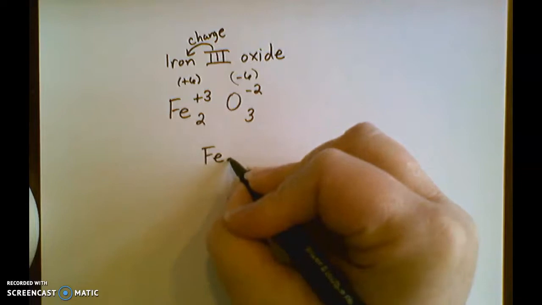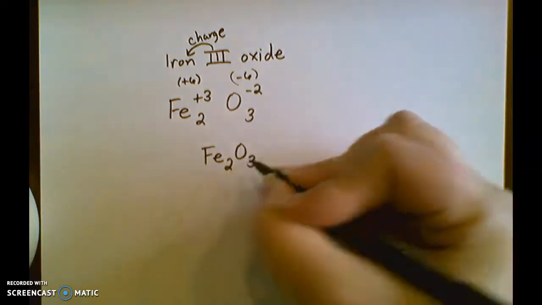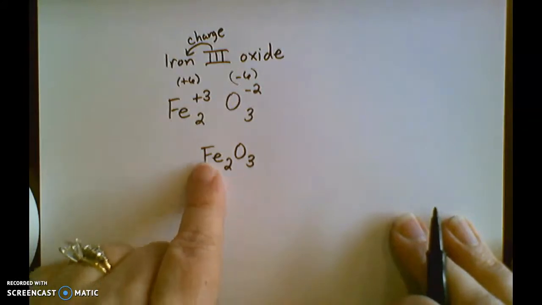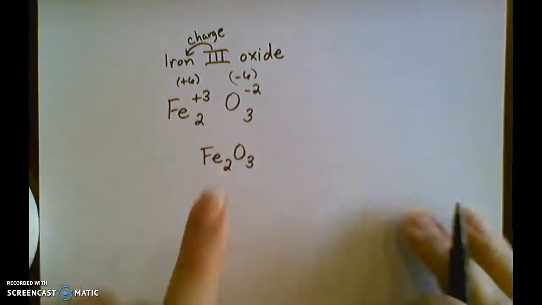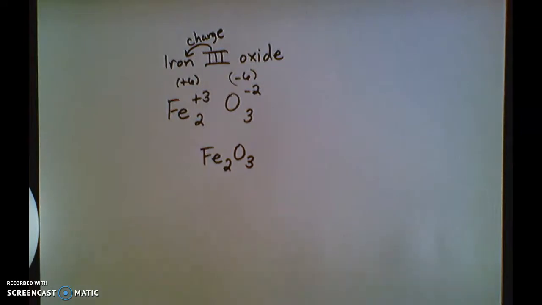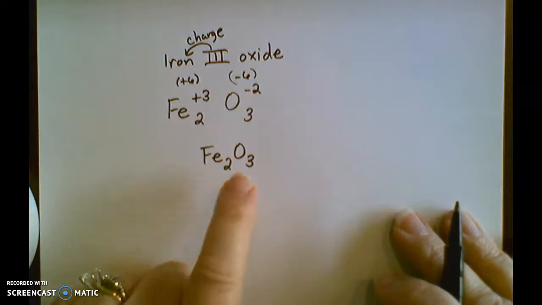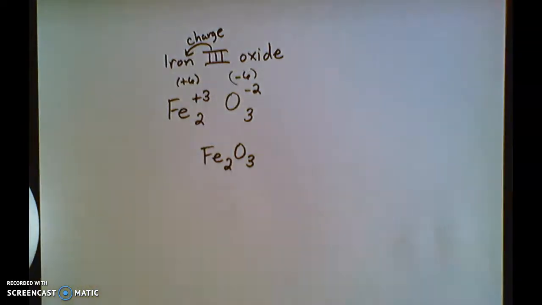So my formula is Fe2O3. And again, notice I don't bring these charges down into the formula because this compound overall is neutral. The charges have canceled out. And I think Tyler DeWitt, if you watched that video, made a big point about that. So there is your formula for this one. One more.